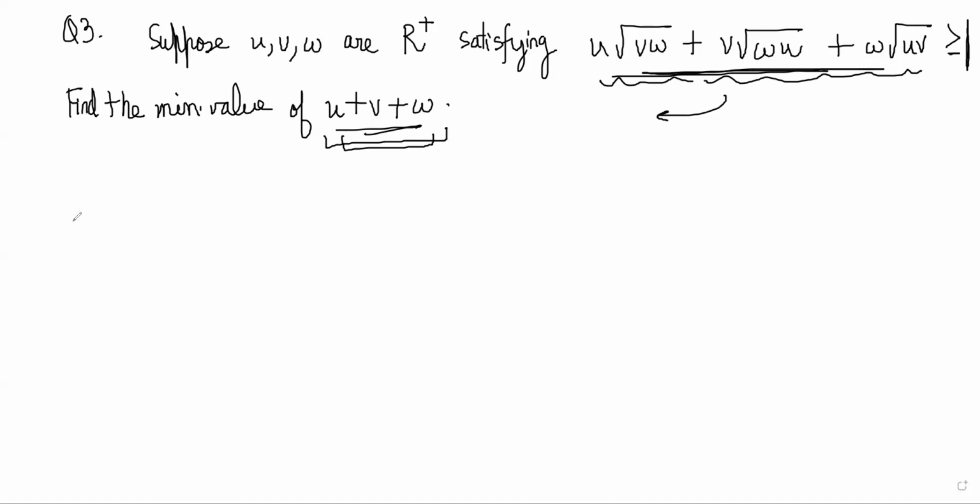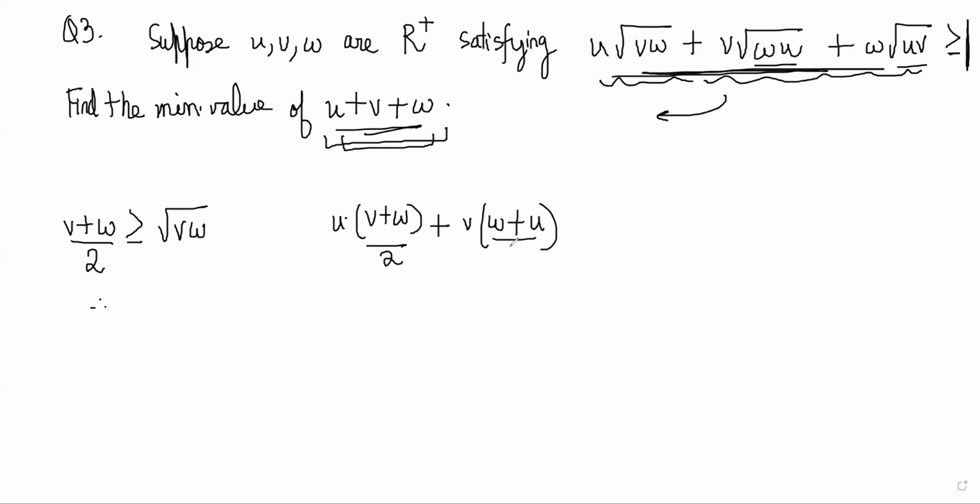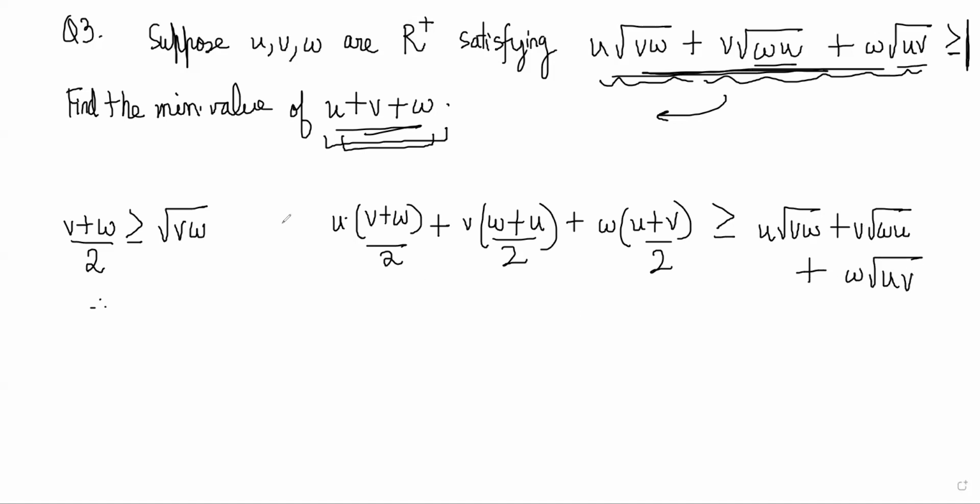By AM-GM, of course, we can say that (V plus W) by 2 is greater than or equal to root VW, and similar inequalities for these other roots also. Therefore, instead of root VW, we can say U times (V plus W) by 2 plus V times (W plus U) by 2 plus W times (U plus V) by 2 will be greater than or equal to U times root VW plus V times root WU plus W times root UV. This inequality is true because of AM-GM, right?